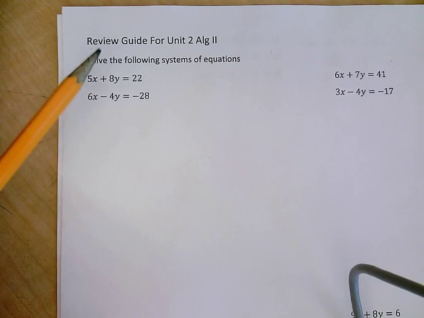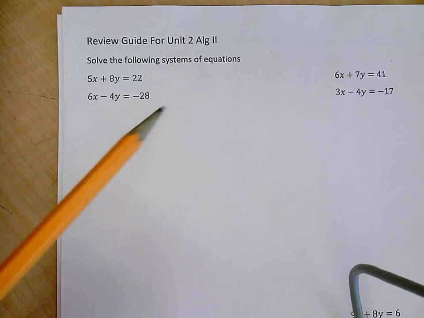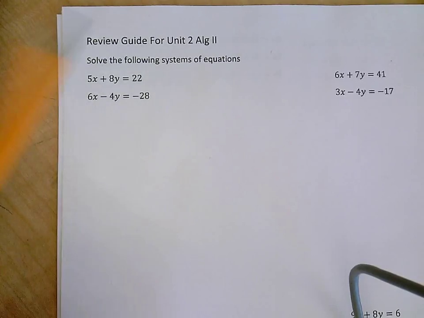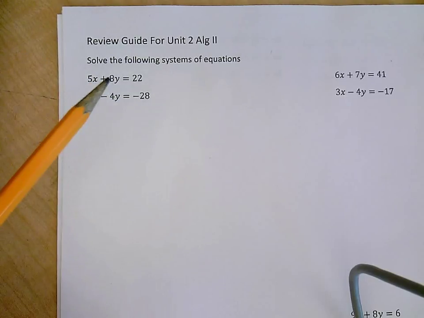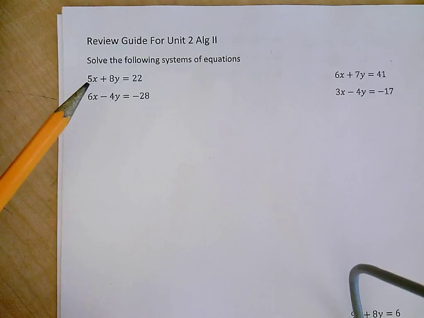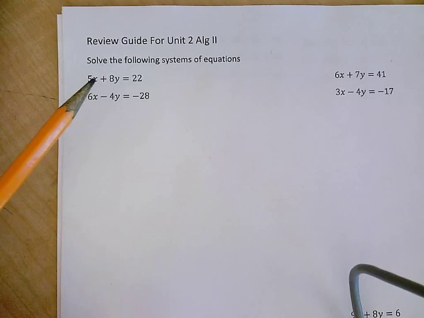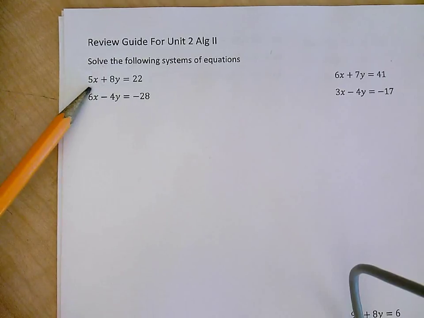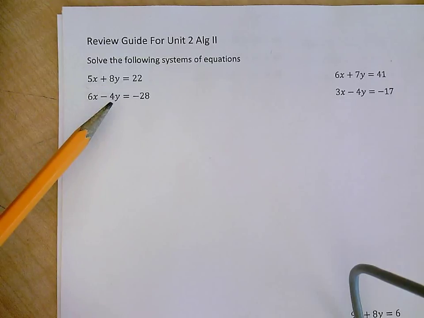So when we're solving systems of equations, what you're always trying to do is get down to one variable. The only reason why we want to get down to one variable is because you cannot solve for two variables, but it's pretty easy to solve for one variable. So what we can do is manipulate either one or both equations in order to make them similar so we can eliminate a variable. And so in this case, we have 5x and 6x. We have 8y and negative 4y.